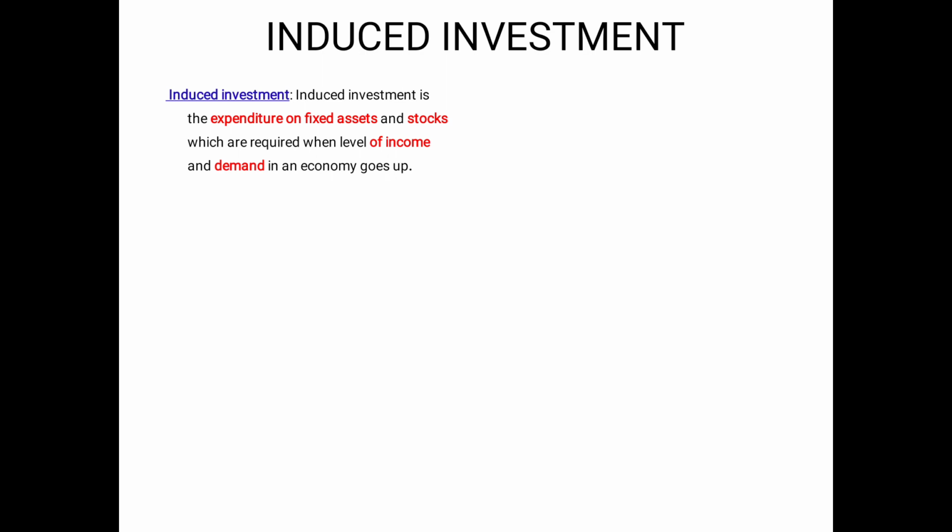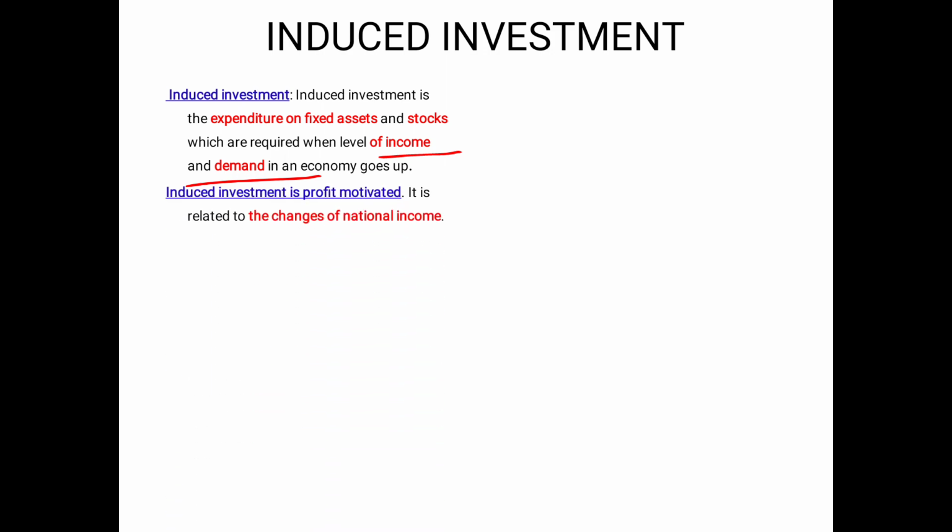Okay, investment is an expenditure. What type of expenditure? They do the expenditure on fixed assets and stocks. So already we have seen about stocks. What is stocks? It's an all purchase of finished goods. Okay, so here this is income and demand. So the expenditure on fixed assets and stock, which is required for what? When the level of income and the demand in the economy goes up.